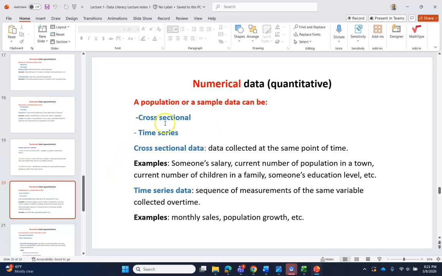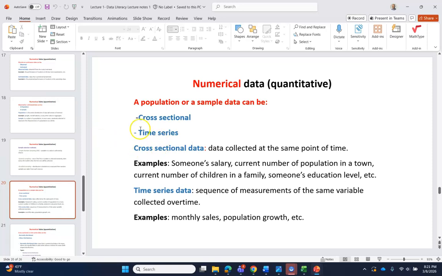So what is the difference between the two? Cross-sectional data is the data that is collected at the same point of time. Let's say we're looking at your salary, and I can ask you, how much are you earning now? So you can tell me the amount of money that you are earning. That's what we call cross-sectional data, because we are looking at a particular point in time.